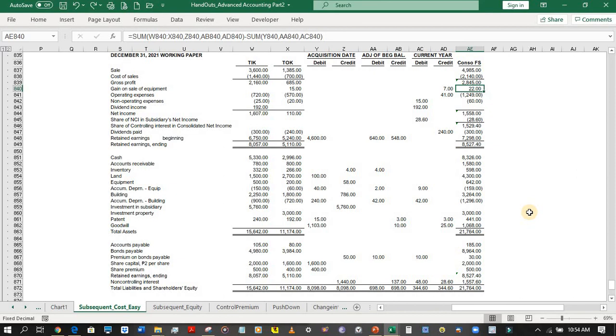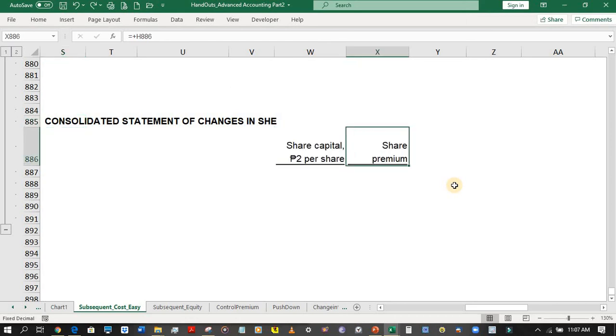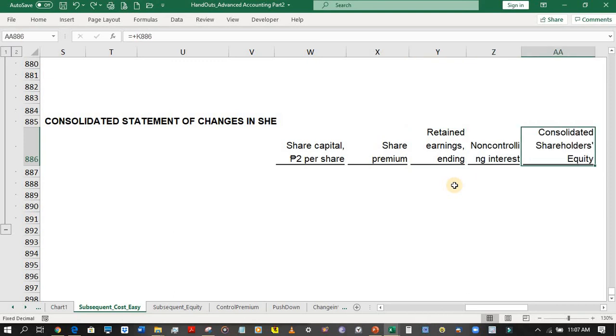Here, based on this working paper, we can now prepare the consolidated financial statements. This is the consolidated income statement. Then this is the consolidated statement of financial position. Now let's start preparing the consolidated statement of changes in shareholders' equity. Our accounts are share capital, share premium, retained earnings, and non-controlling interest. These are the composition of shareholders' equity in the consolidated financial statements.